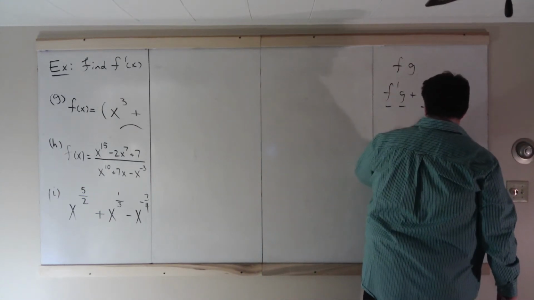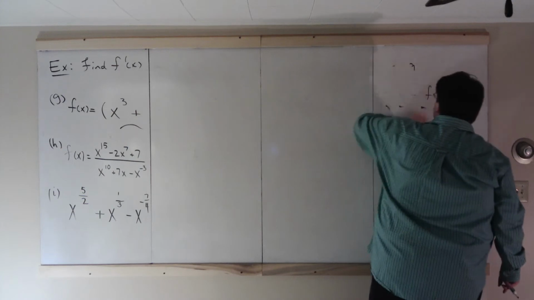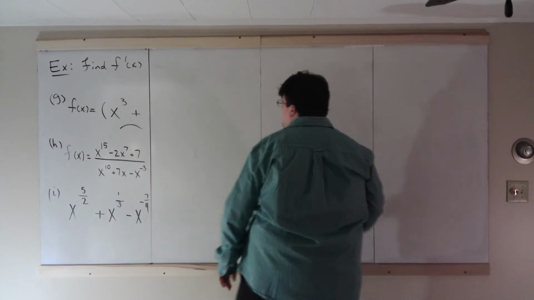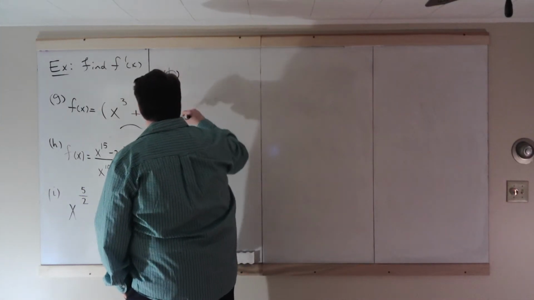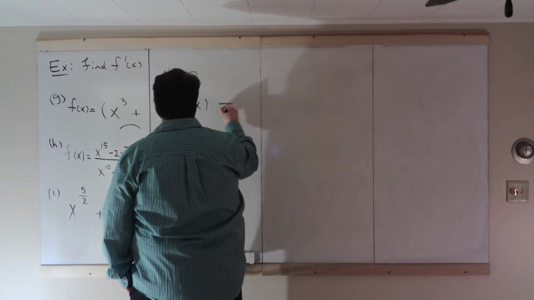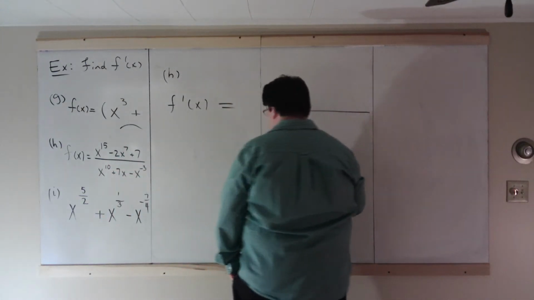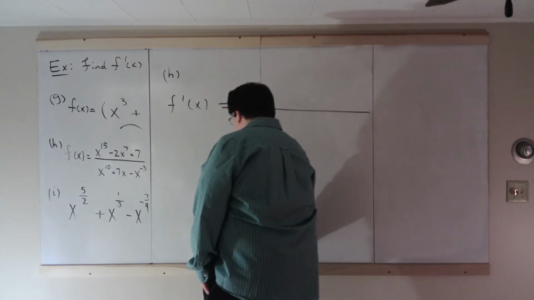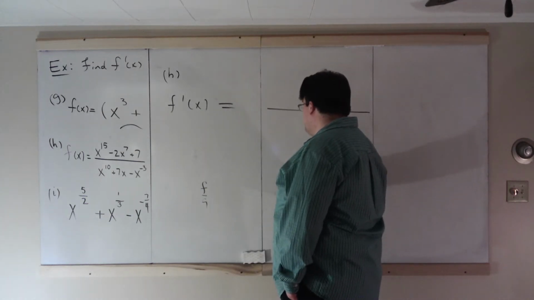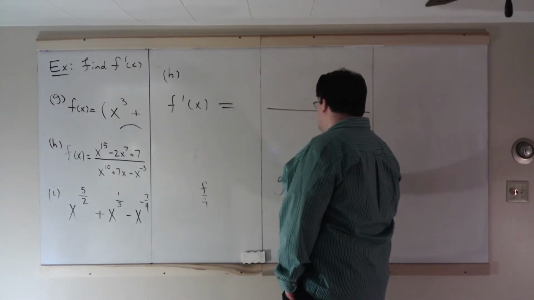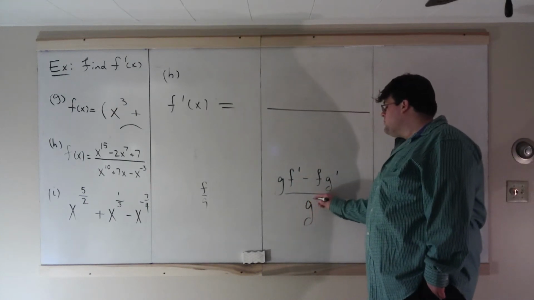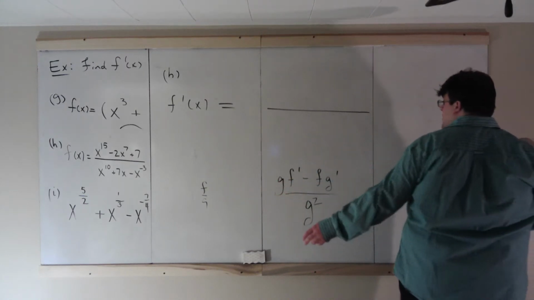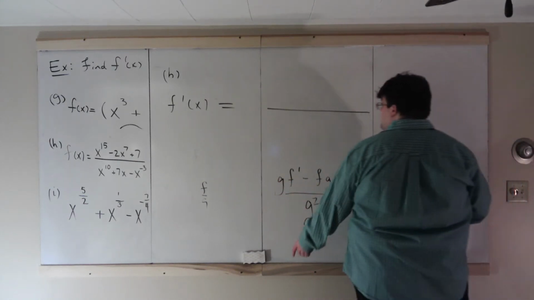Next, we have a quotient. How are we going to deal with this quotient? Well, we're going to give ourselves lots of space to deal with the quotient. Part H. f prime of x equals. Well, what's the derivative of a quotient? Let's remind ourselves. Derivative of a quotient, f over g, is what? Bottom, derivative top, minus top, derivative bottom, over bottom squared. Bottom, derivative top, minus top, derivative bottom, over bottom squared.